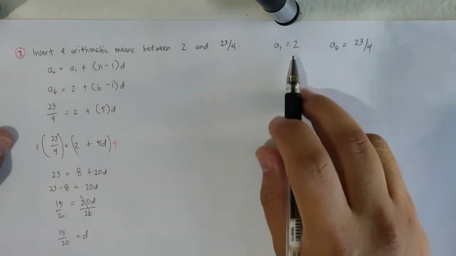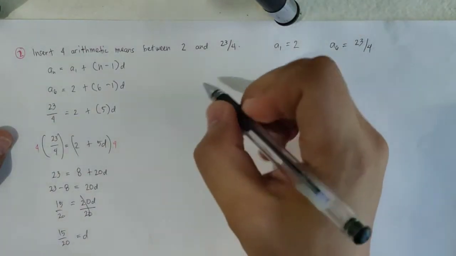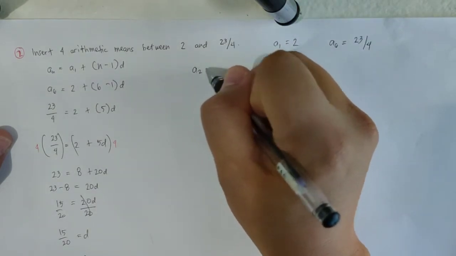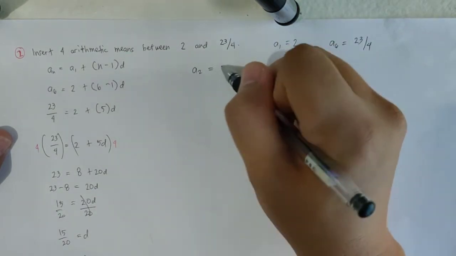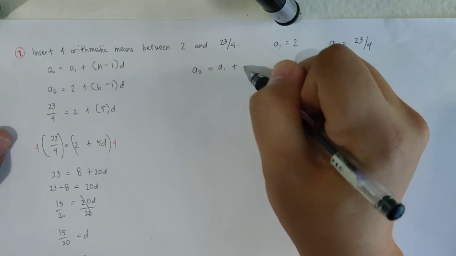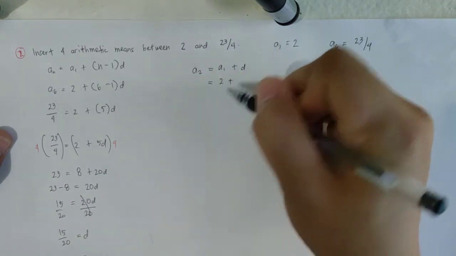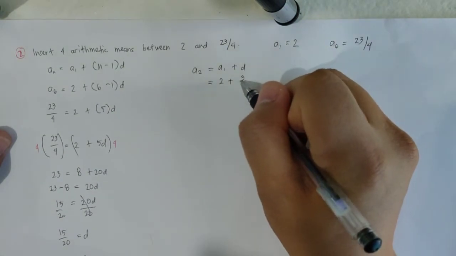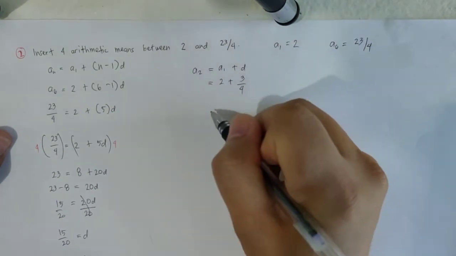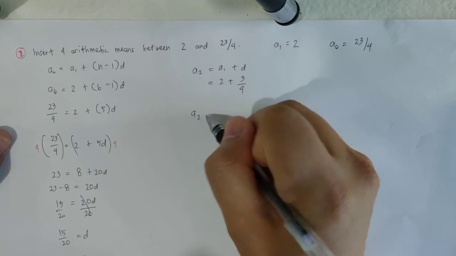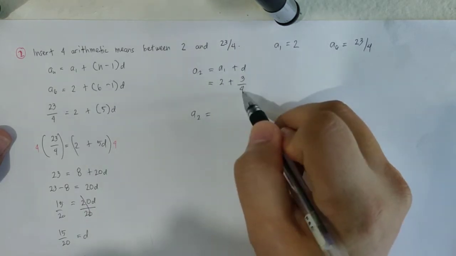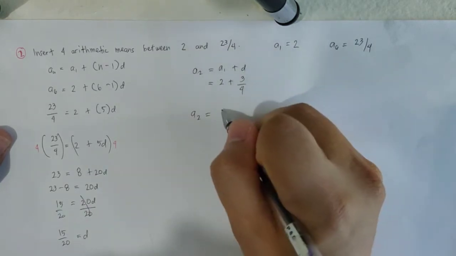Okay, next. Hanapin na natin yung mga sumunod na terms. I-add lang natin ito sa a sub 1 and so on. So, para makuha yung a sub 2 is equal to a sub 1 plus d. Ano ba yung a sub 1? 2 plus 3 over 4. So, a sub 2 is equal to 2 times 4 is 8.